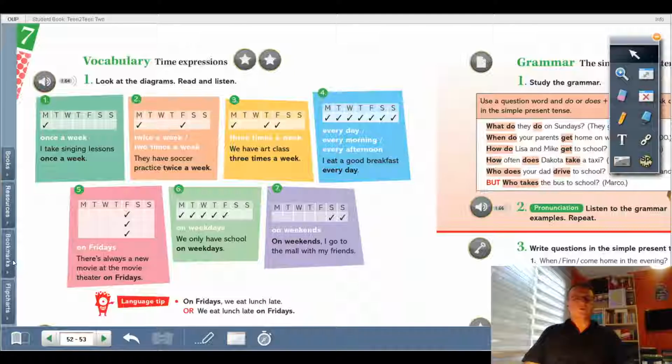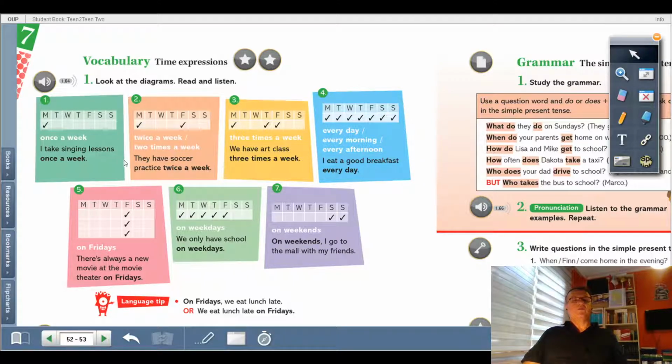Monday, Tuesday, Wednesday, Thursday, Friday, Saturday, Sunday. So 7 days. That's a week. Once a week means just once. Twice a week means twice in a week. 3 times and so on. Okay. Now we go back to 2022. Yes.